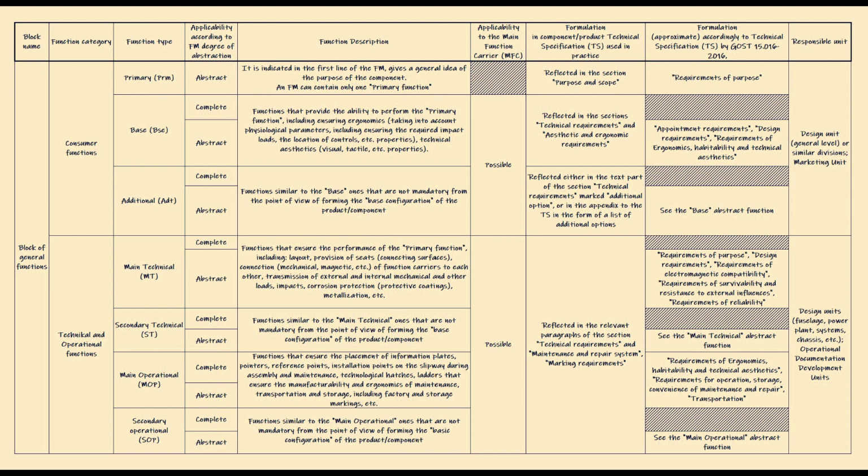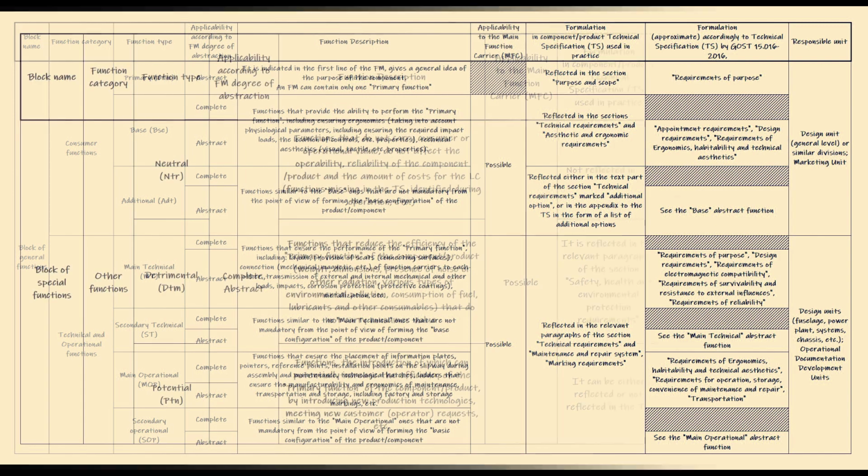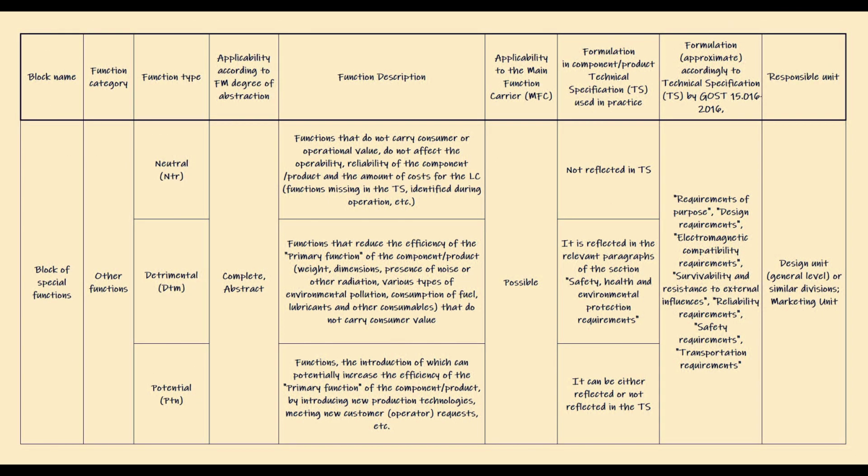A group of functions related to the formation of protective coatings, metallization, etc. A group of functions related to operational characteristics, manufacturability, placement of information plates, ergonomics, maintenance, etc. Factory marking stamps, technological elements of constructions, transportation, and storage, etc. The next block of special functions includes functions that do not carry consumer or operational value, do not affect the operability, reliability of the component or product, and the amount of costs for the life cycle.